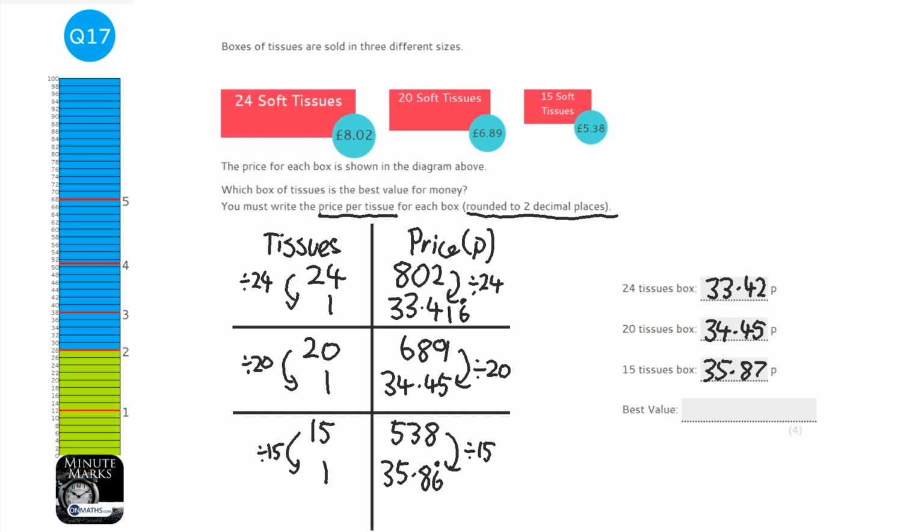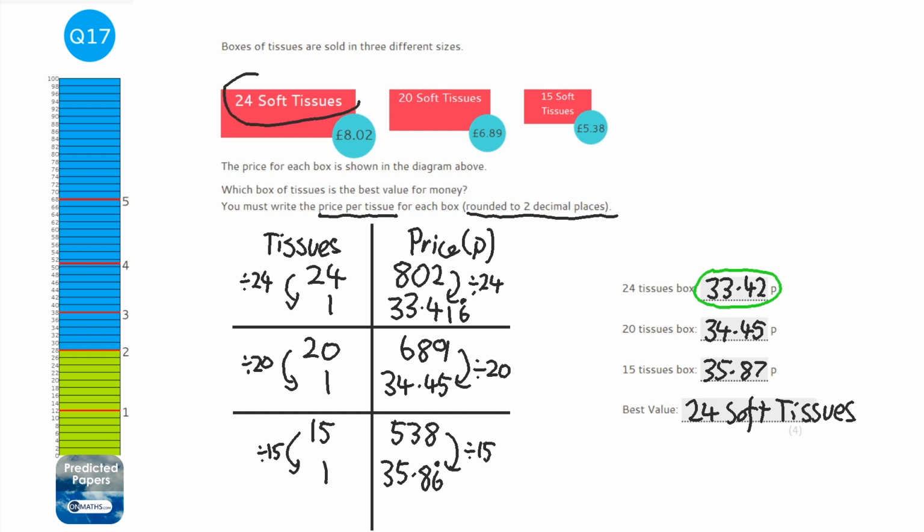So which one is the best value? Well, if you have a look at the 24 tissue box, it's only costing just over 33 pence, whilst the 20 tissue box costs over 34 pence, and the 15 tissue box costs over 35 pence. Well, which one would you rather buy? Well, I'd rather buy the one that the tissues cost the least. So the best value is the 24 soft tissues. Now, in your answer, make sure that you write exactly the same as in the question, so that it's absolutely clear which one that you think is the best value.